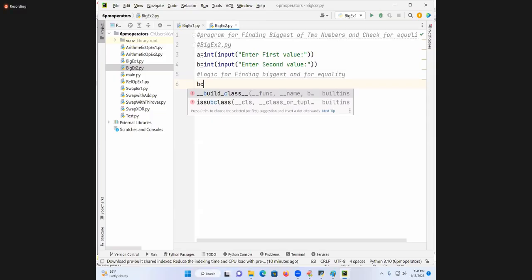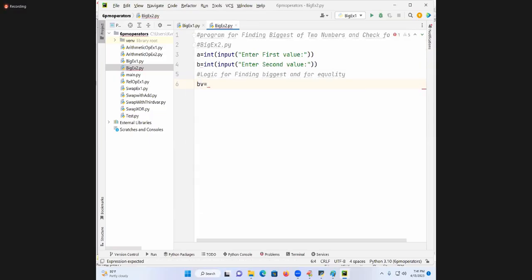BV is equal to, come on, how many? A bigger, one condition. B bigger, one condition. A and B not bigger, another condition, another result. How many results? 3 results will come because of 2 comparisons. Because of 1 comparison, 2 results are coming. Because of 2 comparisons, 3 results will come.